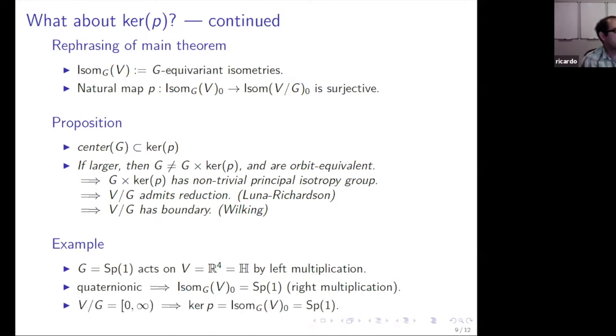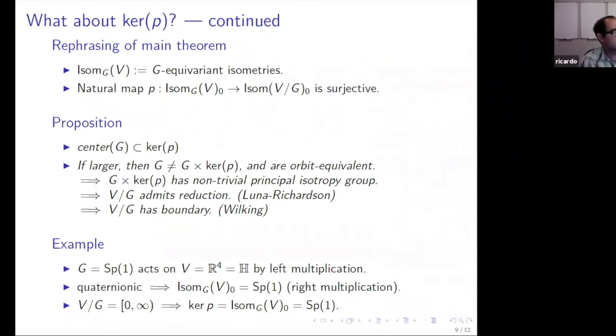And of course, the quotient has no isometries at all. This action is transitive on the sphere, and so the quotient has no isometries. And so the kernel of P is everything. It's the whole Sp(1). And that's what's happening here. You have boundary, you can see here the boundary. You can see that it admits a reduction. It's just like R mod Z mod 2.